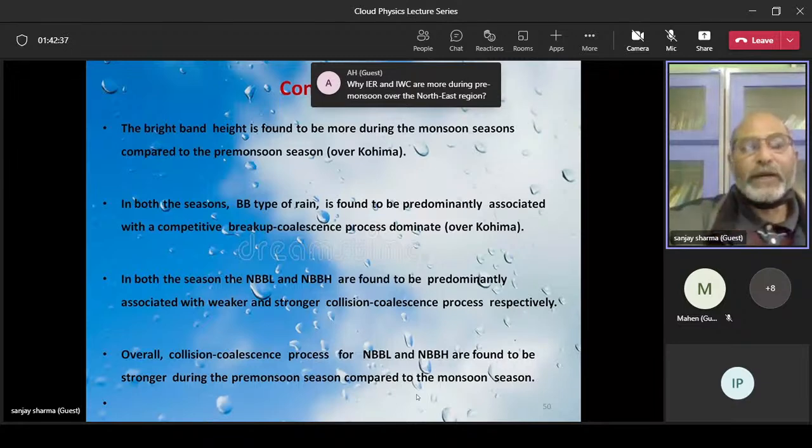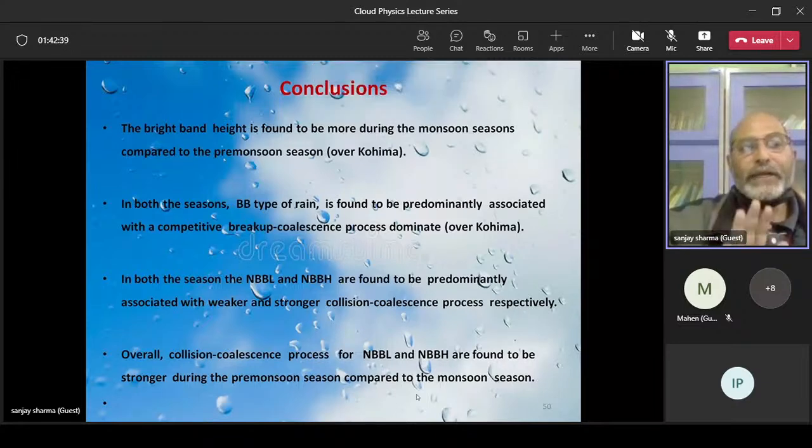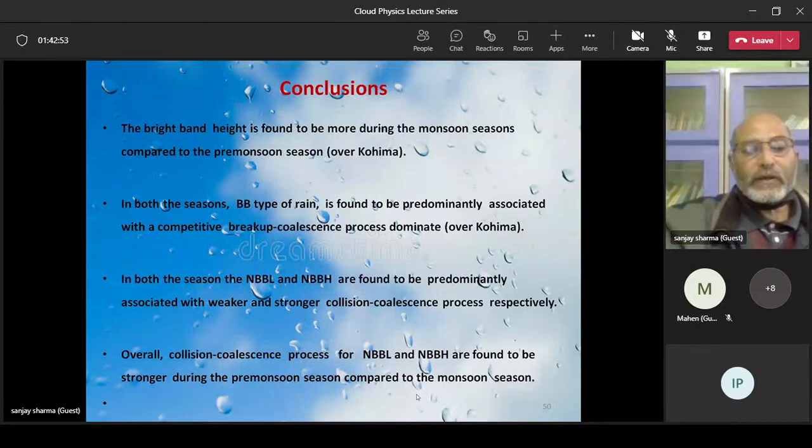So it means in bright band, we have competitive breakup and coalescence process, but in convective or in no bright band situations, the collision coalescence process is more dominating. Overall, the coalescence process for no bright band, low and high rain is found to be stronger during the pre-monsoon season compared to the monsoon season.